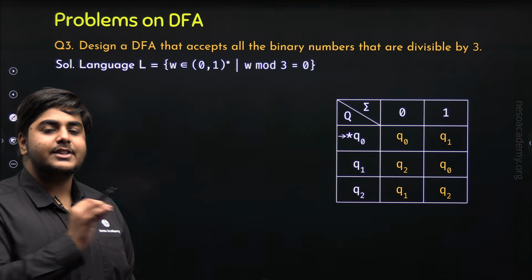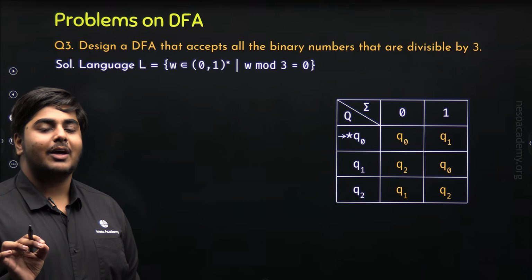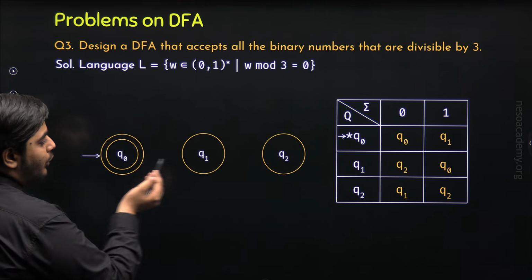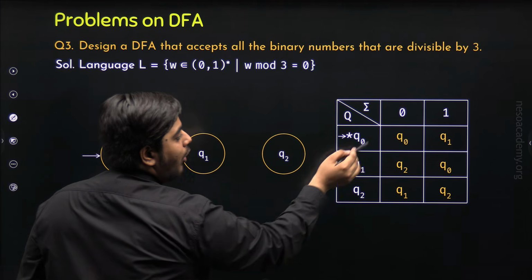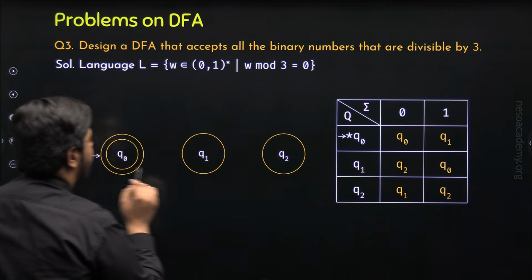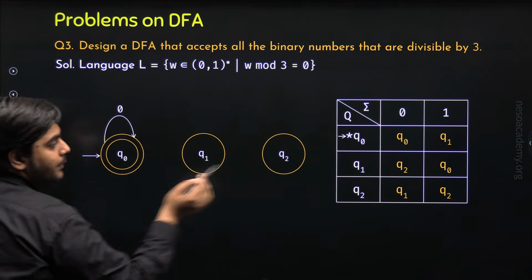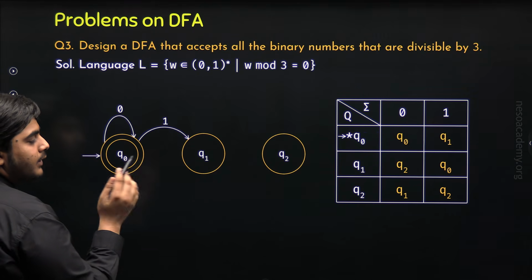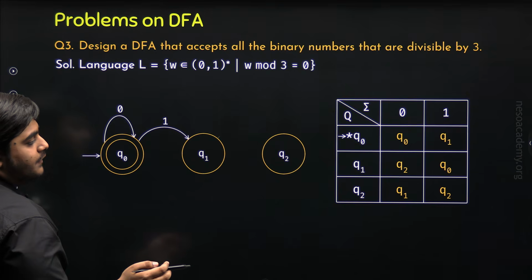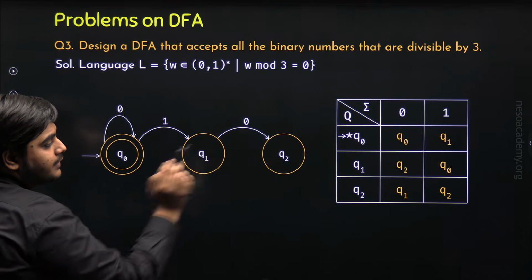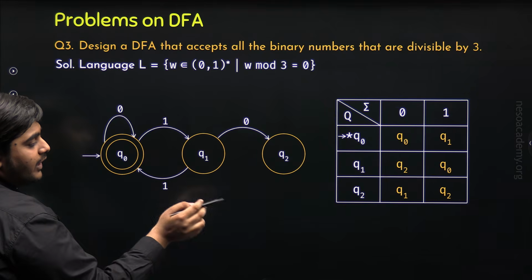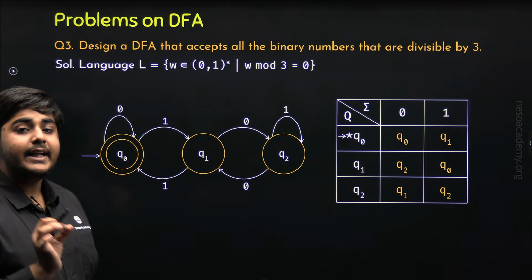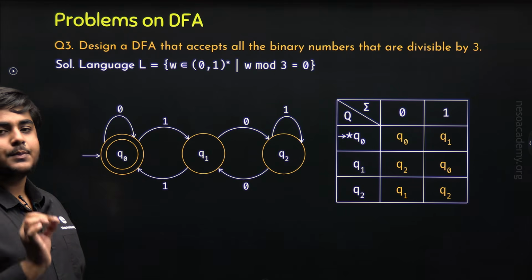Now we will convert this transition table into the transition diagram of DFA. So we are having 3 states Q0, Q1 and Q2. Q0 on input symbol 0 gives Q0. Q0 on 1 gives Q1. Similarly, Q1 on 0 gives Q2. Q1 on 1 gives Q0. Q2 on 0 gives Q1. And Q2 on 1 gives Q2. This is the complete deterministic finite automata for this problem.